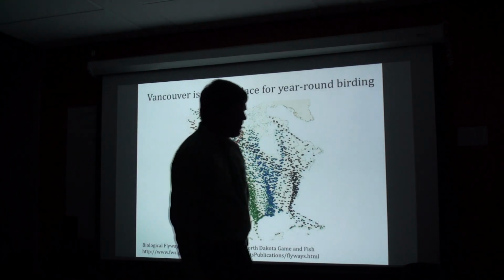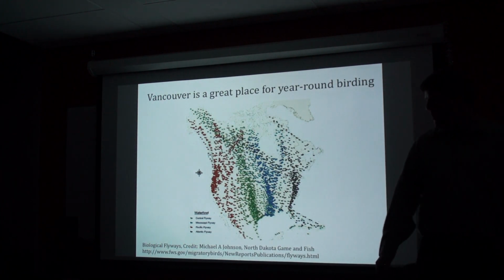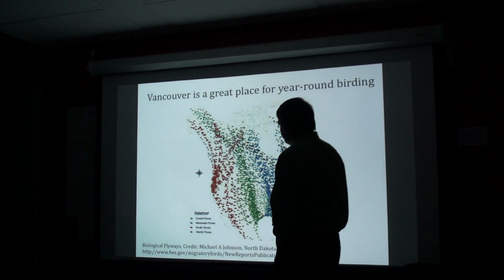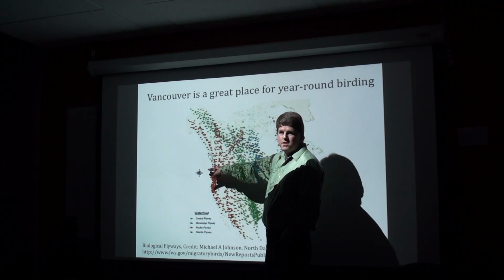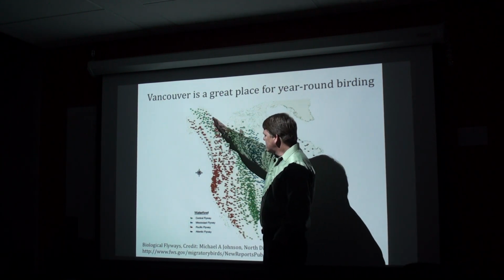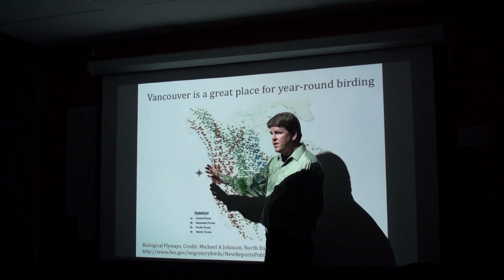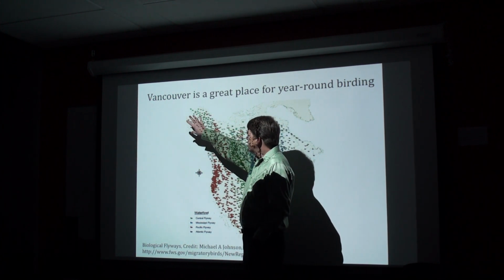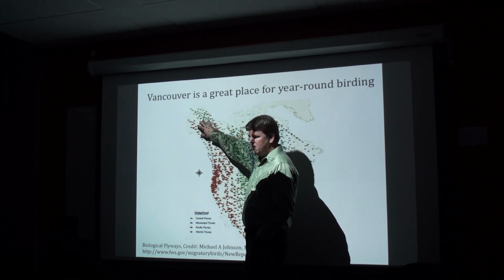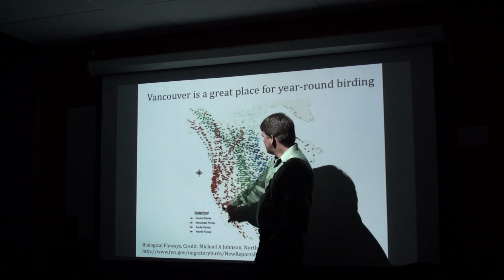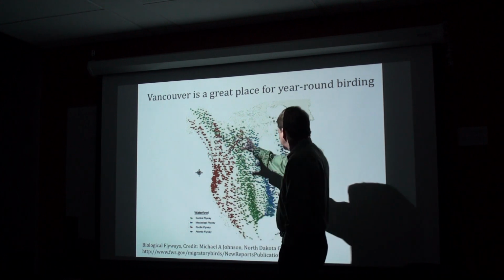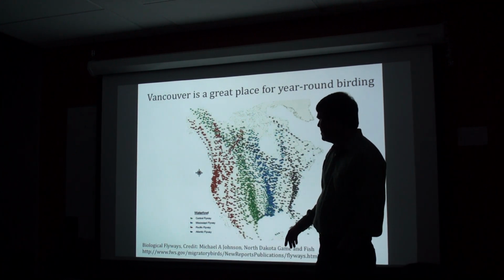Vancouver's a great place for birding because we have a lot of species that breed here, a lot that winter here, and a bunch of others that just pass by during migration. There are things that breed up in Alaska and winter down in Mexico, but they'll pass through on this West Coast flyway. These are the major flyways in North America.